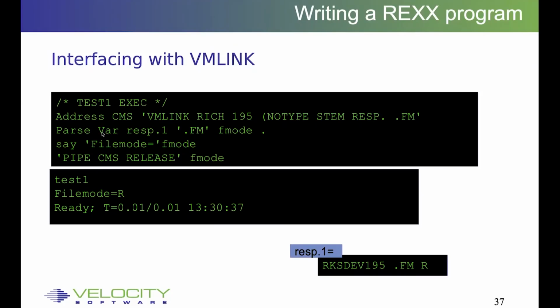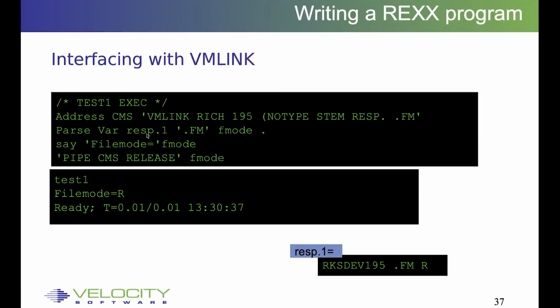Then we're going to parse resp1, a variable called resp1, with this template .fm and then fmode. And anything after it, we're going to throw away. There is nothing after it, but just in case, you never know, something might change in the future and output formats change. So good practice is that if we don't need anything after it, we just throw it away. Then I'm going to display the file mode.